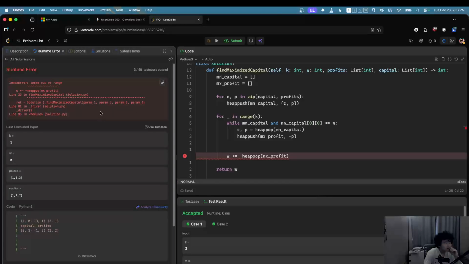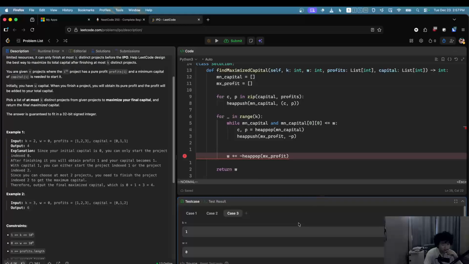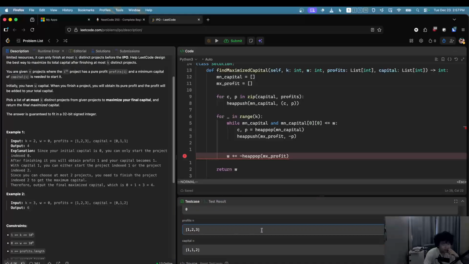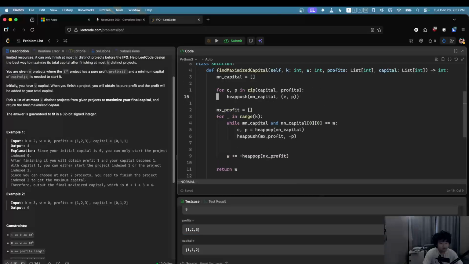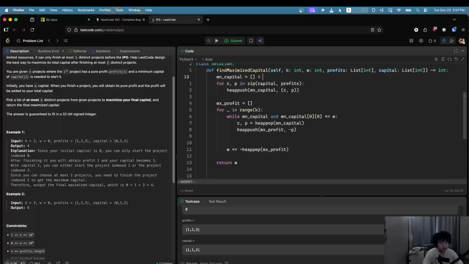Index out of range. Okay, that sucks. So let me walk this through. So we have profits here. We're going to have basically in this array, max profit. We'll put this here actually. This is going to have basically capital. So 1 to 1. Well, 1 to 2. 1 to 3. No, not 1 to 3. It's 2 to 3. Okay, so basically that's what we have.